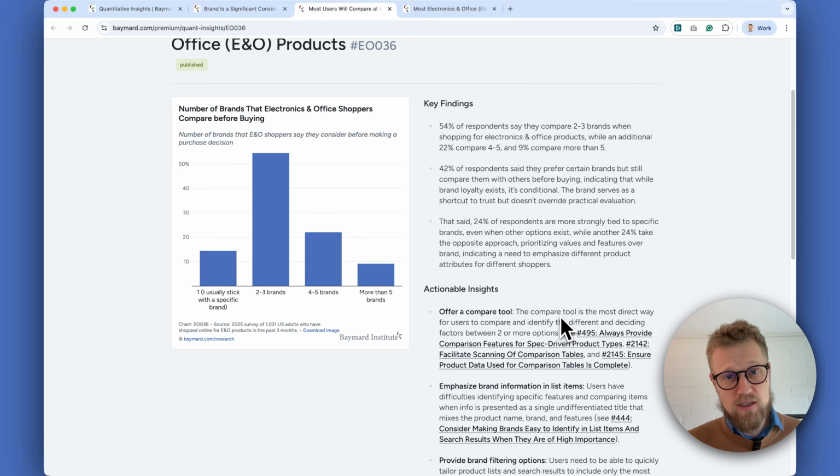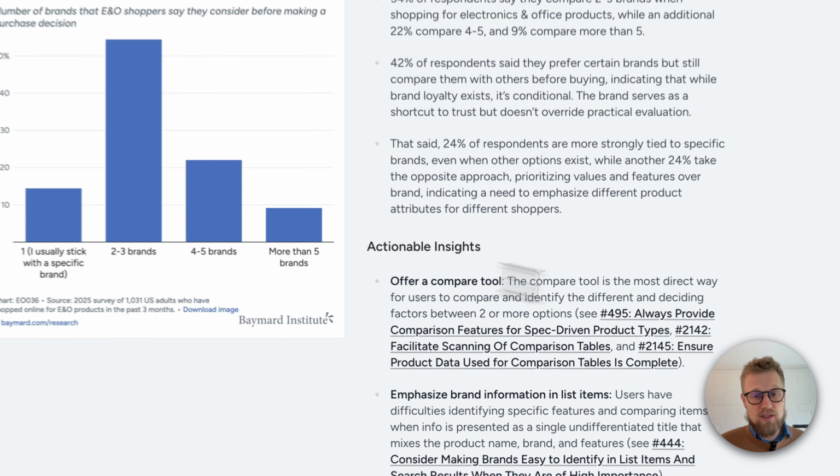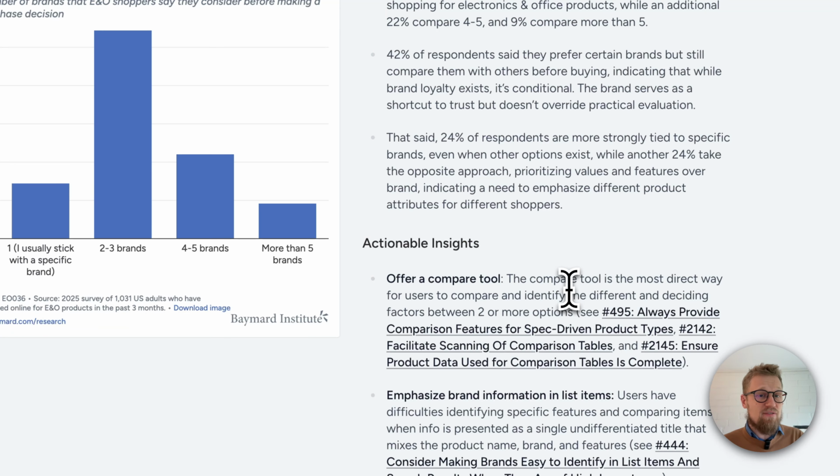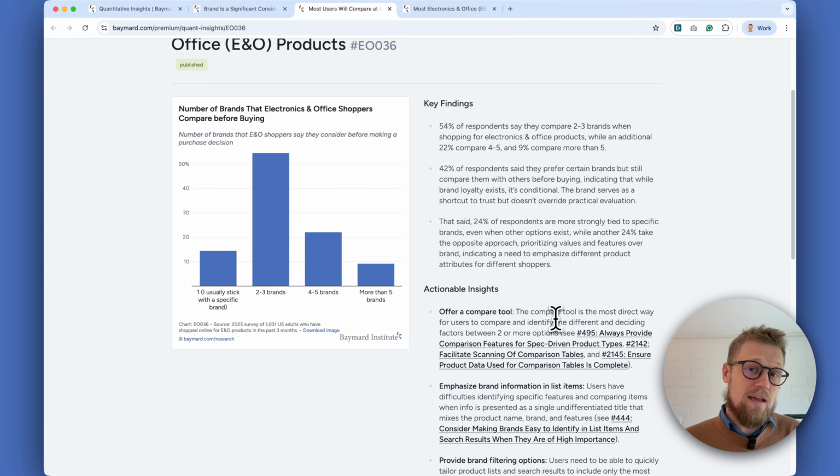And these actionable insights we have then interlinked with Baymard's existing research catalog that consists of 200,000 hours of research on what UIs are actually best practice, what UIs have the least amount of friction and the highest amount of user satisfaction. These actionable insights then take the key findings from the Quant Insight and say, well, how do you then go about implementing this and actually using it?